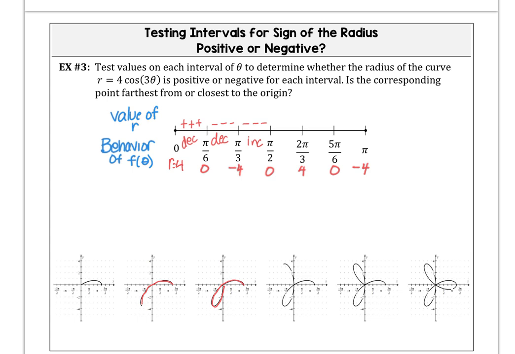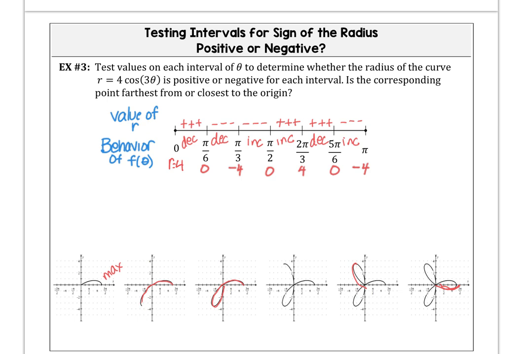And then the values in between π/2 and 2π/3, the value of r is positive. The behavior is increasing. In the next section, our values are still positive, but the distance is decreasing back to the origin. And then finally, in our last stretch, the values of r are negative, but the distance is increasing. So here we have a maximum.